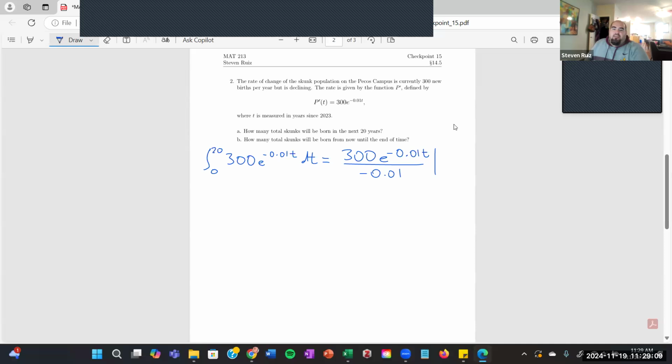And we're going to evaluate that from 0 to 20. So what is 300 divided by 0.01? Let's not leave anything to chance. So 30,000. So negative 30,000 e to the negative 0.01 t evaluated from 0 to 20. All right, so I really only have to evaluate that at 20. So 0.01 times 20. Raise e to that.